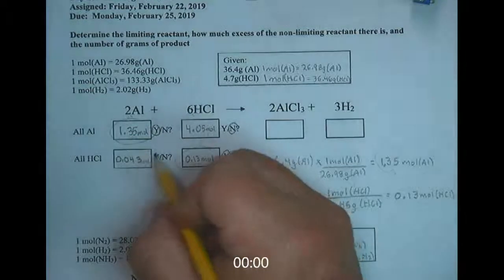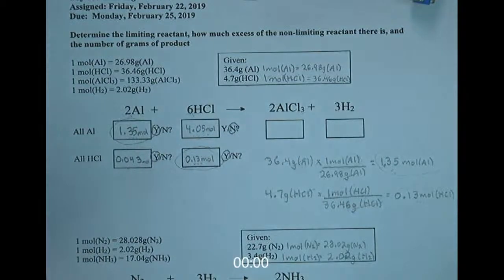So yes, we have at least 0.043 moles of aluminum here. So we look here and we say, yes, we have enough of each of these to run this reaction on the bottom. Okay, we have at least enough. We have exactly that much HCl, and we have well more than that much aluminum. So yes, we have enough to do that.